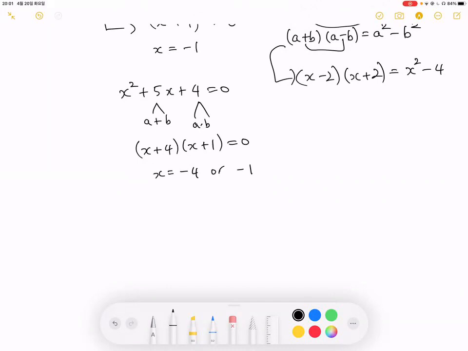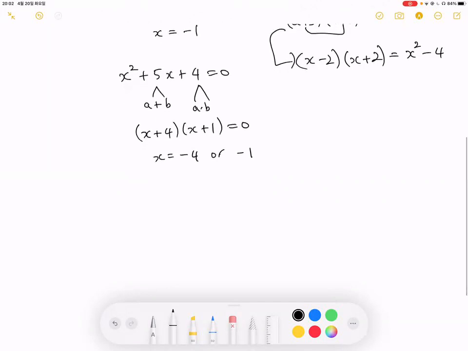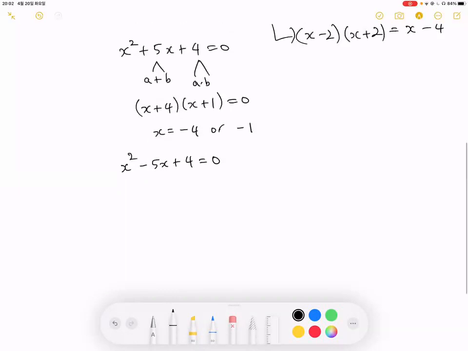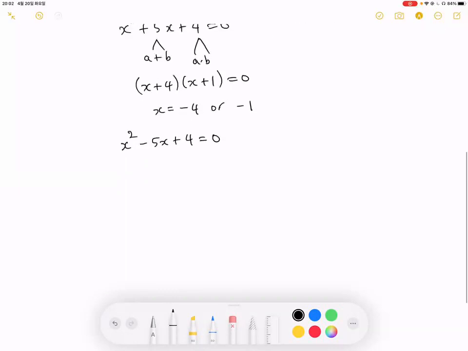Okay, so that's pretty much it for quadratic equations. If you know how to factorize these, actually, let me give you a kind of a different question. So perhaps let's say x squared minus 5x plus 4. So it's a very similar question, as you can see. And the only difference here is that there's a negative sign in here.